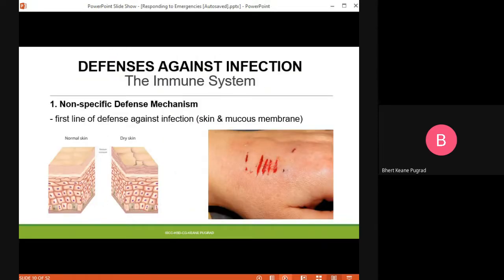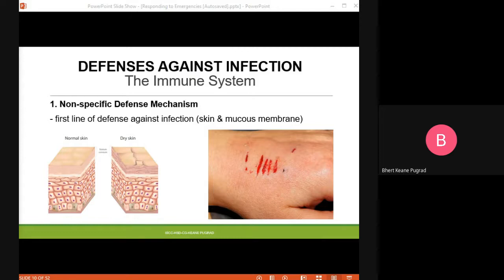Okay, so let's move now to your defenses against infection. So how do we prevent ourselves from getting an infection? So, meron tayong types of defense mechanism. The first one is your non-specific defense mechanism. So, your non-specific defense mechanism is the first line of defense against infection. So example of this is our skin, no? Our mucous membrane, no? Dito sa ating buccal area, sa ating bunganga, yung parang thin layer of covering dyan, those are examples of your mucus.